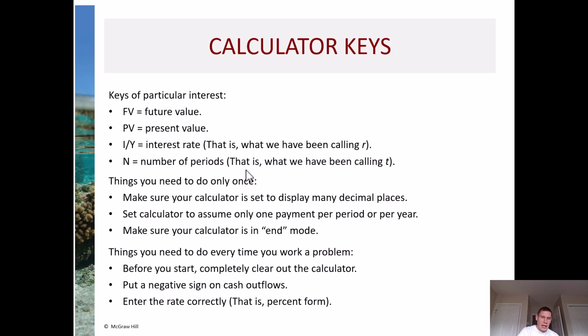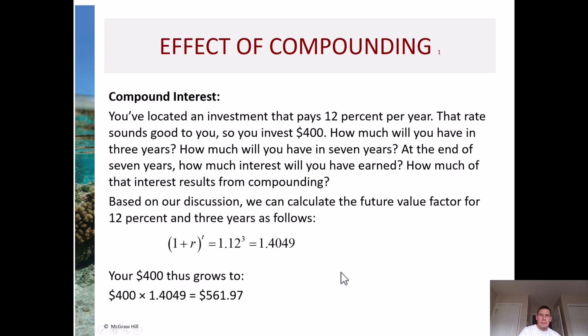Now, the things you need to do every time you work a problem: before you start, and I can't stress this one enough, completely clear out the calculator. Because if you've got stuff in there from the last one you worked, it's very easy to get it muddled up. You mix the information together and you get the wrong answer. If you've got cash going out, put a negative in. Think about it like cash is leaving you, so it's a negative. And make sure you enter the rate correctly. If it's like 6%, don't put in 0.6, because that would be 60%, right? Put in 0.06.